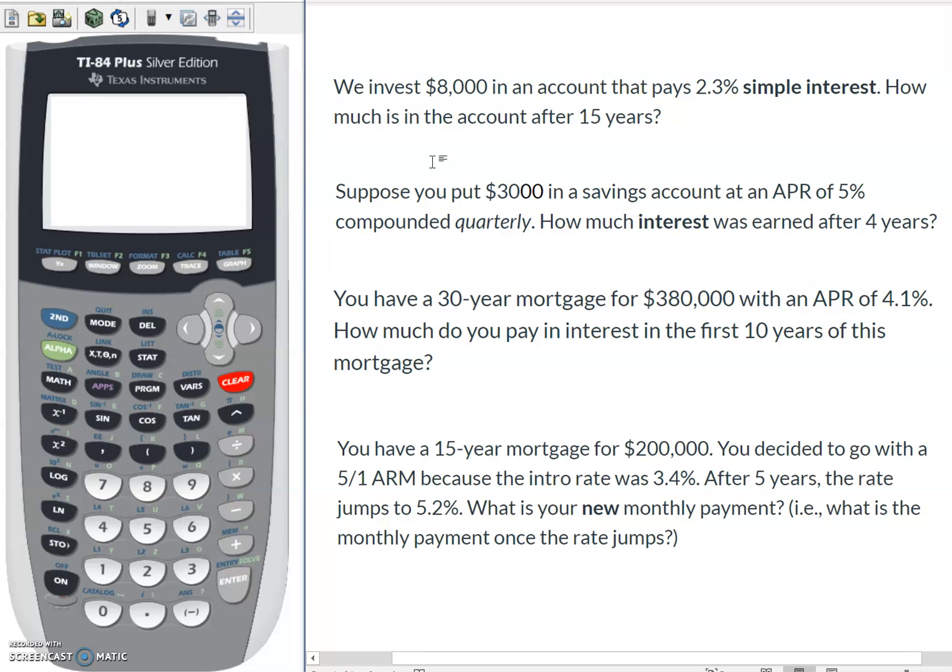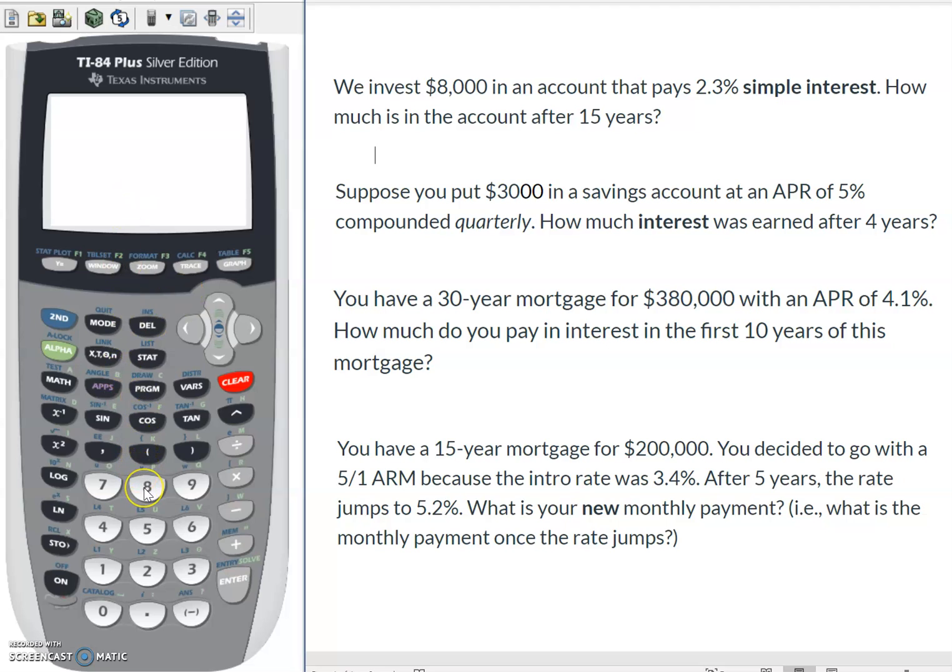Remember, these are randomized, so your numbers might be a little bit different. So instead of 8,000, you might have had 9 or 10 or 11,000, whatever. Instead of 2.3%, you might have had 1.9 or 2.1 or something like that. So these numbers may be a little bit different.